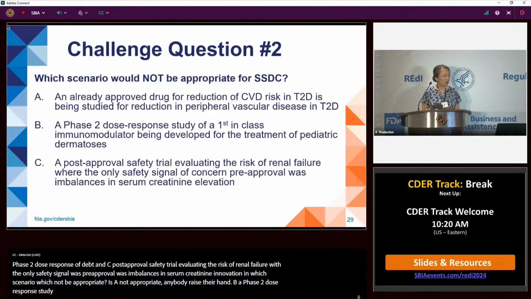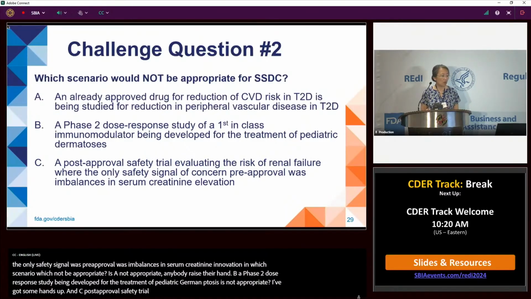And then C, a post-approval safety trial evaluating the risk of renal failure where the only safety signal of concern pre-approval were imbalances in serum creatinine elevation. Is that one not appropriate for SSDC? Okay, there were some folks who didn't want to commit, but the only show of hands was for B, which is the correct answer.